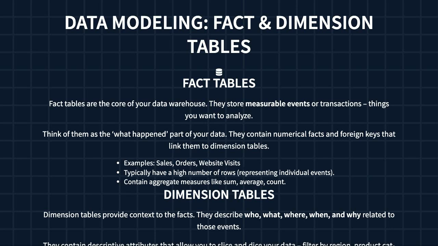Dimension tables, on the other hand, provide context around those events. They describe who, what, where, when, and why, things like customer information, product details, or location specifics. They allow us to analyze our data in a much more detailed way. Basically, fact tables tell you how much happened, and dimension tables explain why it happened.